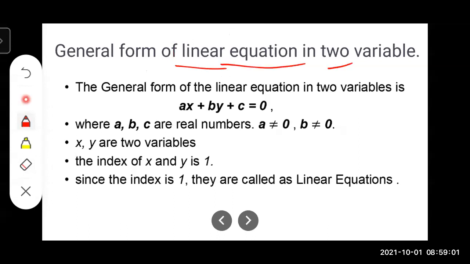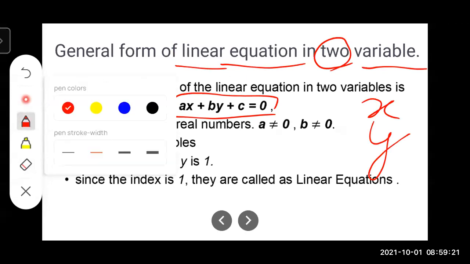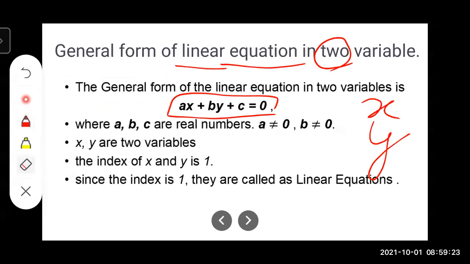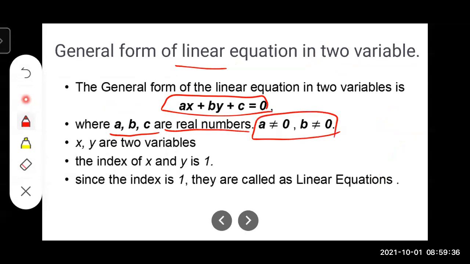And two means there should be two variables. For example, here you can see x and y variables are there, and you can use any variables m, n, s, t, any two variables. That means there is a general form of linear equations in two variable, which you can see here: ax plus by plus c equal to 0, where a, b, c are real numbers, a not equal to 0 and b should not be equal to 0.